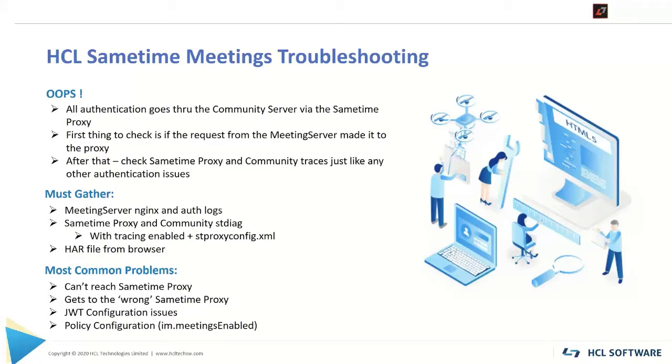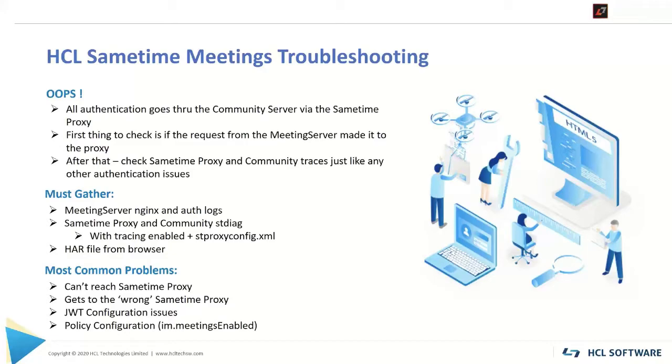If we're gathering logs to send to support, we're going to want the NGINX and auth logs. Those refer to the components under Docker or Kubernetes. We're going to ask for the proxy and community stdiag zips with the tracing enabled and a file called stproxyconfig. Again, that's part of that configuration folder so that we can see the config. And then probably a HAR file from the browser, because there will be clues in that HAR file, like whether or not you've used fully qualified host names, whether or not we're having a cookie collision problem or things of that nature. And a HAR file or a Fiddler file will help us see that.